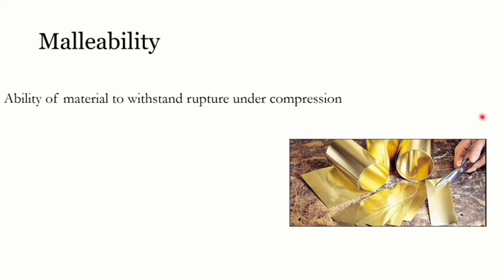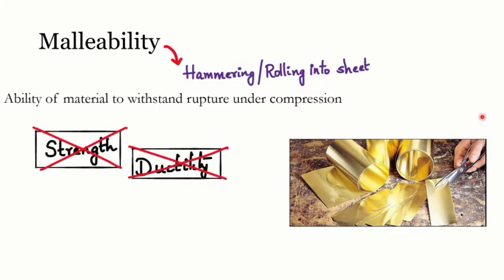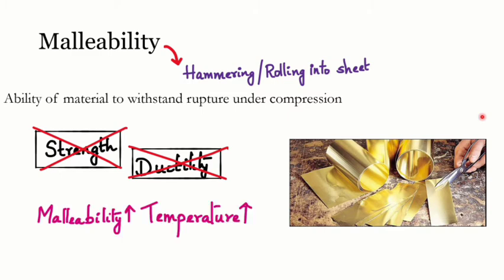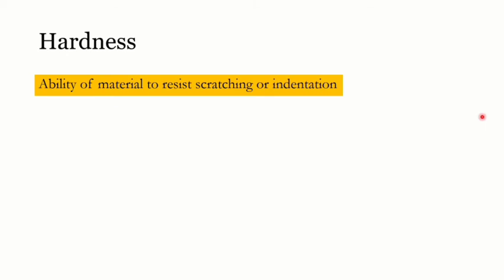Malleability, again, is the ability of a metal to be beaten into sheet. So if it's wire, it is ductility. If it's sheet, it is malleability. This can be done by hammering or rolling that metal into strips. Now it is not dependent upon the strength or ductility, but again it is dependent upon the temperature.